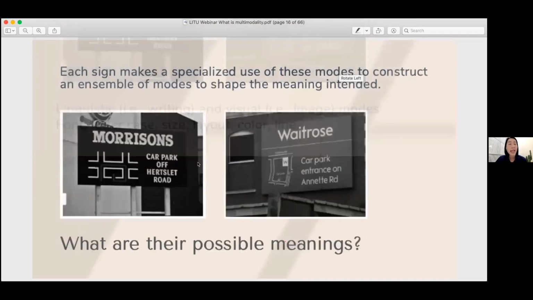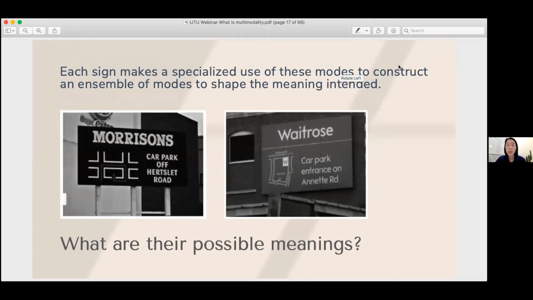Each sign makes specialized use of these modes to construct an ensemble of modes. When we put modes together, we can talk about an orchestration or ensemble of modes. The purpose is to make meaning, to shape the intended meaning. That is the most important thing about multimodality: it focuses on meaning making and meaning makers. We know many modes combine, but what are their possible meanings? That is what we want to focus on most. By looking at modes, the relationships between modes, the affordances and so on, we can start thinking about the possible meanings of these two signs.